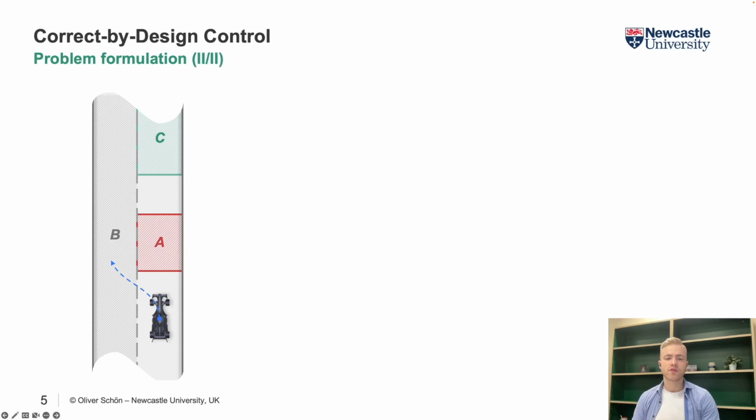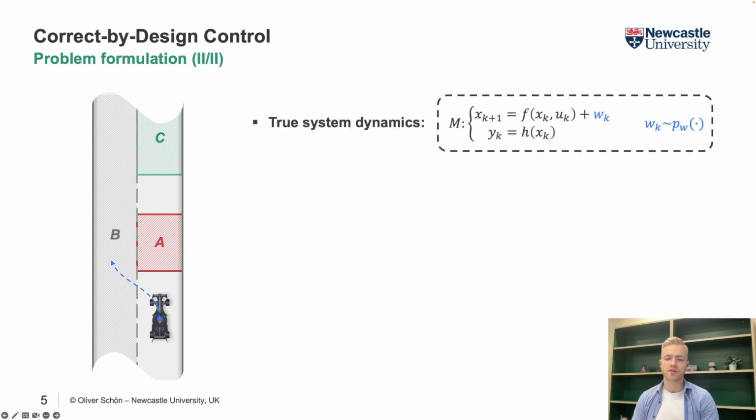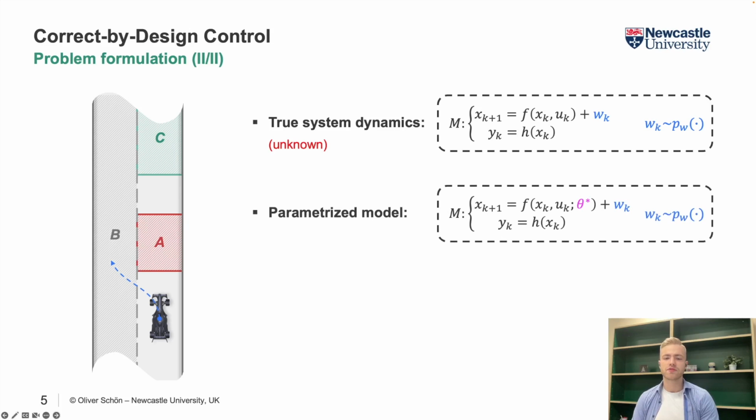For robust dynamic programming, we look at the true system dynamics, which in this case have a system state X and a control input U, as well as some stochastic noise W. However, these true system dynamics are usually not known, and that's why it's desirable to tackle this anyway. One approach is to specify a parameterized model. So we reformalize that whole thing into a model where the parameters are unknown. For example, in our car case, the mass of the car could be unknown. And what we now did is we reformulated the problem over unknown system dynamics into a problem of parametric uncertainty.